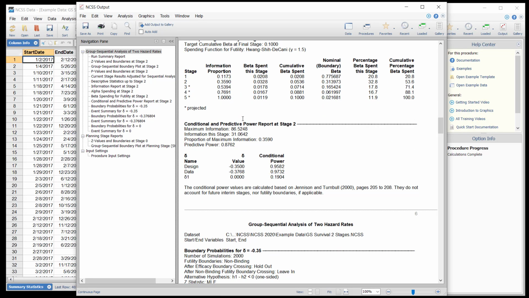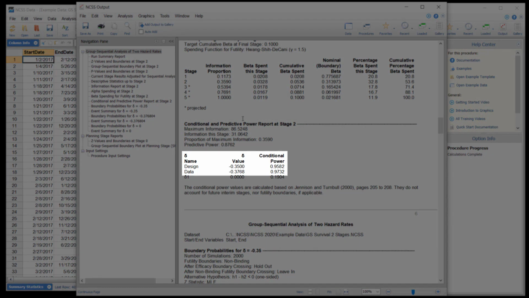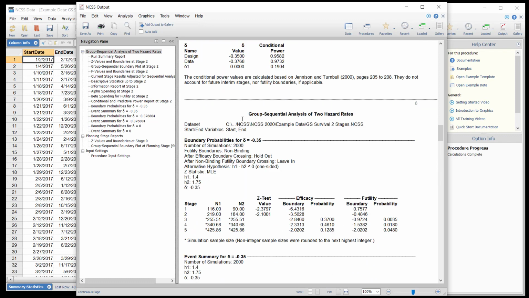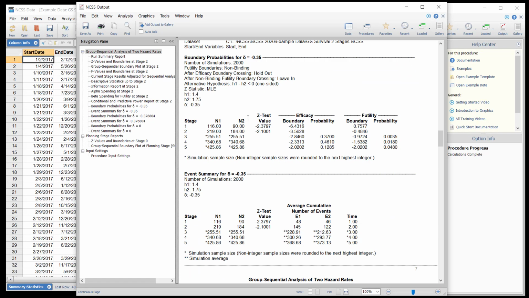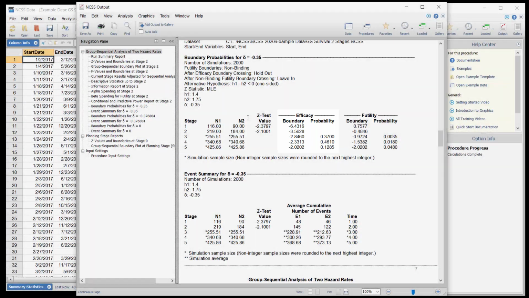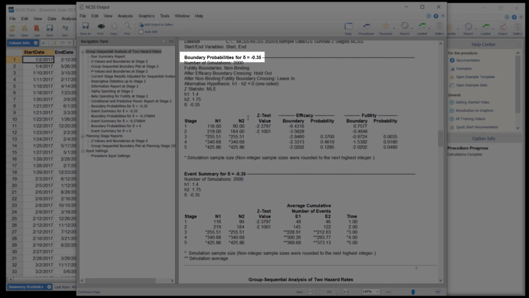The conditional powers to show a difference by the end of the study are quite high if the current difference in hazard rates holds. The boundary probabilities section indicates high probabilities that the efficacy boundary will be crossed in stage 3 or 4, assuming the underlying hazard rate difference holds.